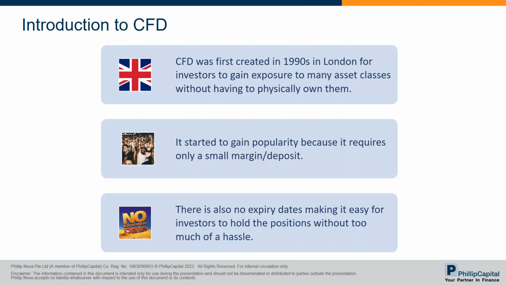A bit more background about CFD. CFD was first created sometime in the 1990s in London for investors to gain exposure to many asset classes without having to physically own them. It started to gain popularity because it requires only a small margin or deposit to start trading. There is also no expiry date, making it easy for investors to hold the position without too much hassle.